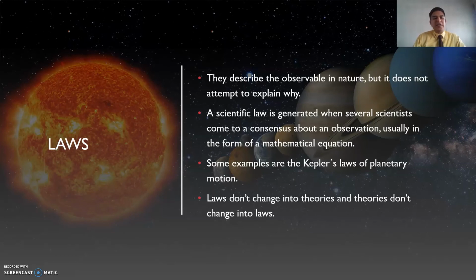Now we continue with laws. They describe what is observable in nature, but they do not attempt to explain why. It only describes what you can see. For example, with the law of gravity, you only describe that things come down to the ground because they are being pulled by a force. A scientific law is generated when several scientists come to a consensus about an observation, usually in the form of a mathematical equation.